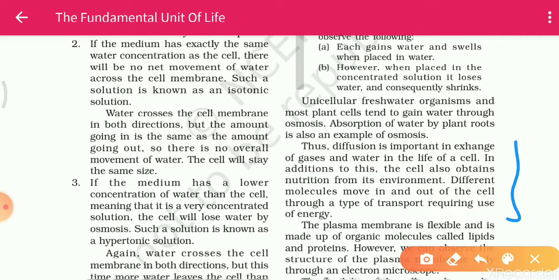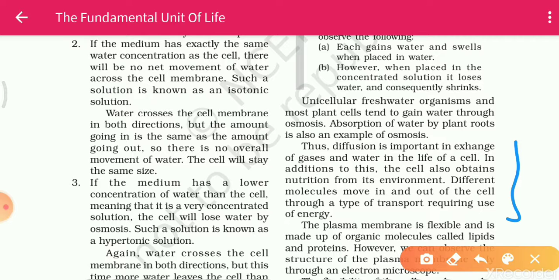Now, thus diffusion is important in the exchange of gases and water in the life of a cell. Very true. Diffusion and osmosis help in the life of a cell. Diffusion helps in the exchange of gases and water. Osmosis helps with water.